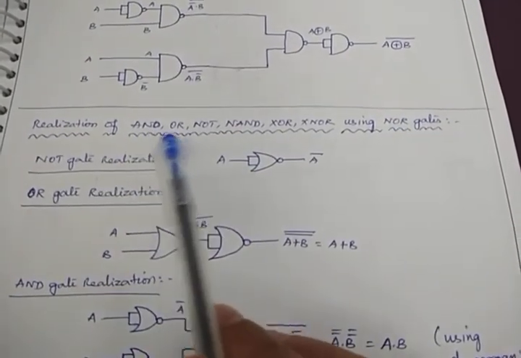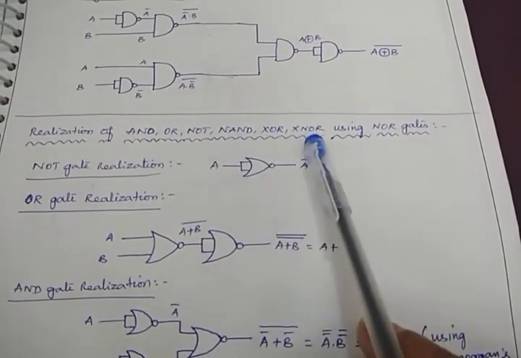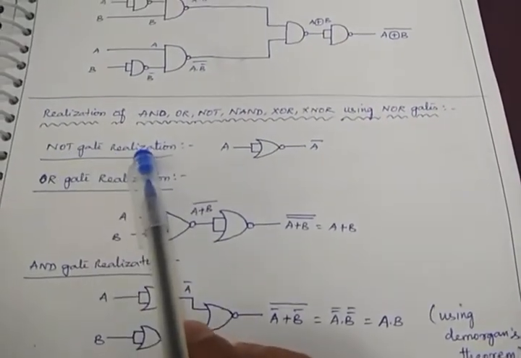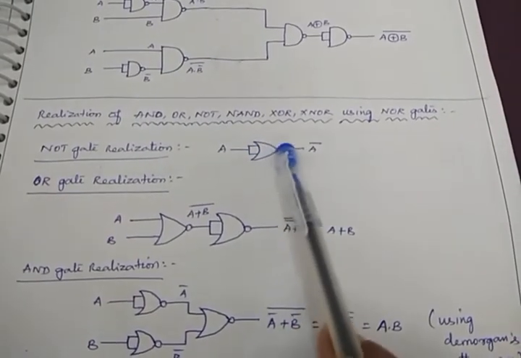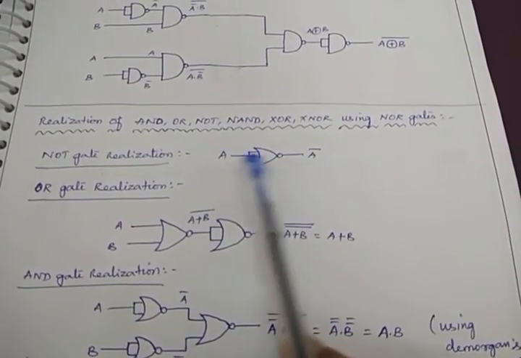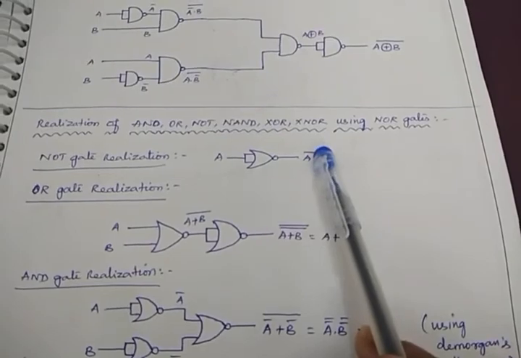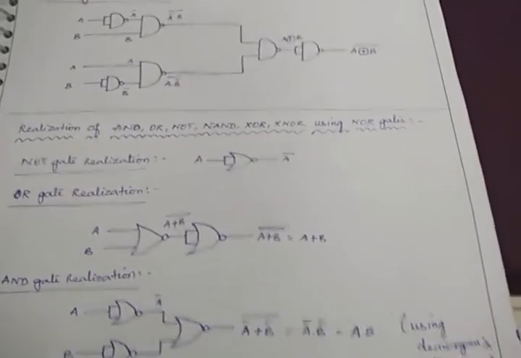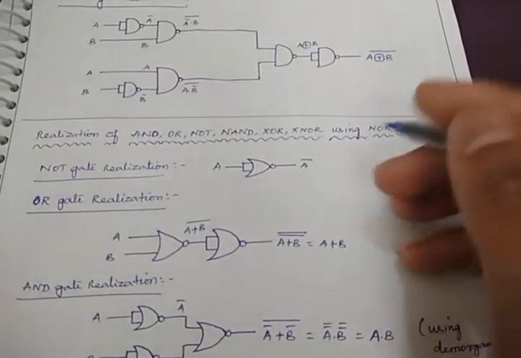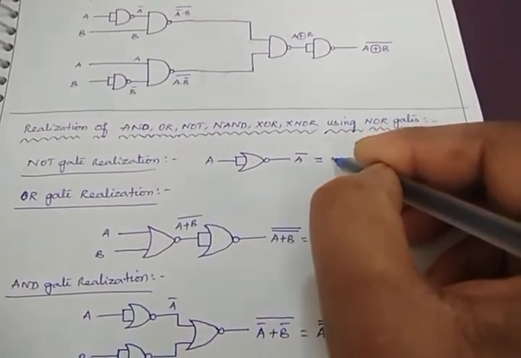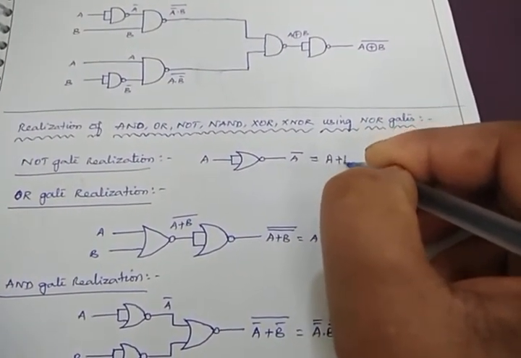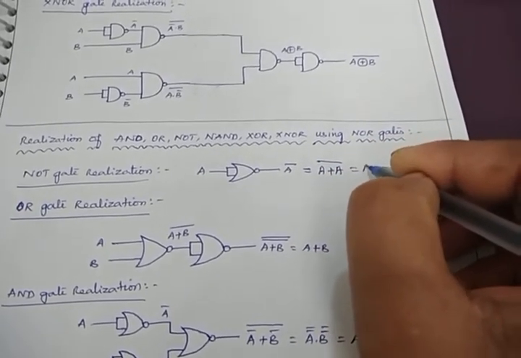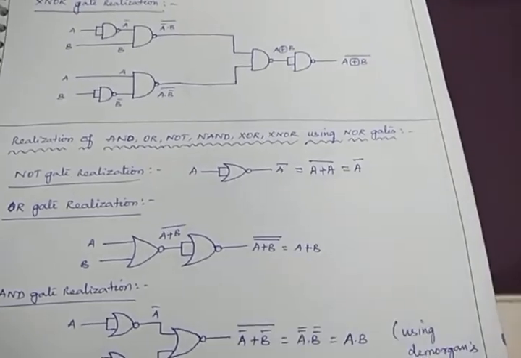So realization of AND, OR, NOT, NAND, XOR, XNOR by using NOR gate. First, NOT gate realization. So just connect one NOR gate, and you will be getting A bar output, because we know the NOR gate operation is actually nothing but A plus A whole bar. So we know A plus A is A, so A bar you will be getting, right?